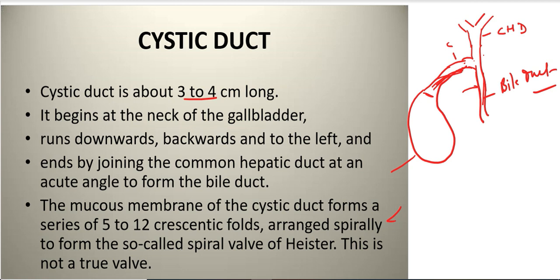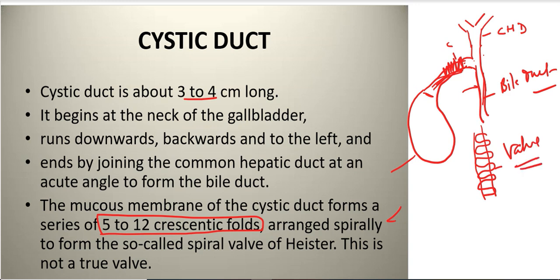Next, the mucous membrane of cystic duct forms a series of 5 to 12 concentric folds. In cystic duct, we can see here this type of concentric fold. This is a spiral-like concentric fold, and it acts like a valve. So this is called a spiral valve of Heister. This is not a true valve.